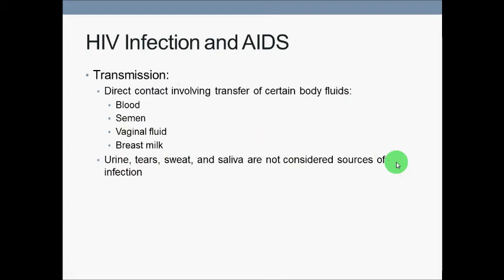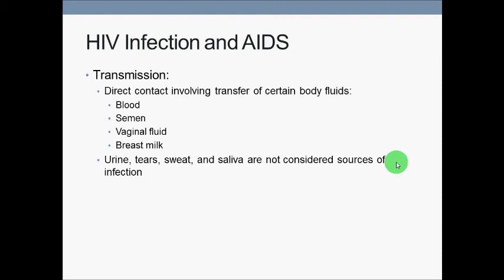HIV is transmitted only directly through contact involving transfer of certain body fluids. So HIV is not easily transmitted at all. It requires direct, close contact of body fluids. The body fluid that has the most HIV present in it from an infected person is the blood. So usually a lot of times with HIV we will see blood-to-blood contact as the cause of transmission.